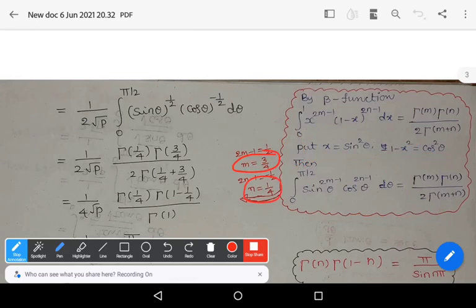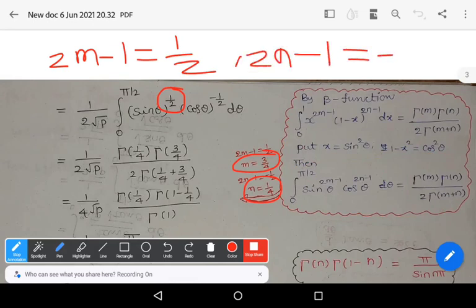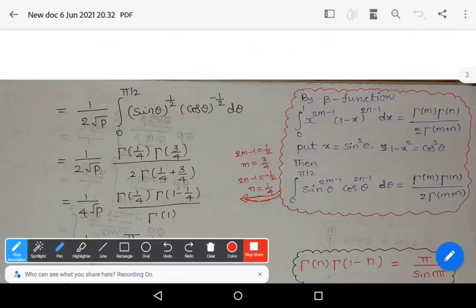The value of m is equal to 3 by 4 and n is equal to 1 by 4 because 2m minus 1 is equal to 1 by 2 and 2n minus 1 is equal to minus 1 by 2. And what is the RHS? Gamma of m into gamma of n divided by 2 into gamma of m plus n. So applying this beta integral to our integration, it becomes gamma of 1 by 4 into gamma of 3 by 4 divided by 2 into gamma of 1 by 4 plus 3 by 4.